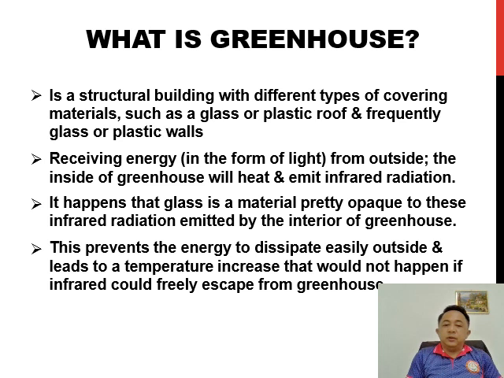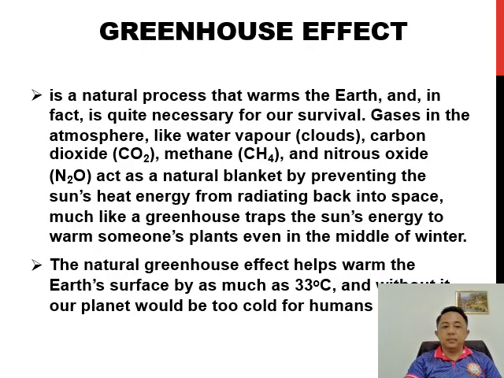So in other words, a greenhouse is a structure that will usually trap the infrared light coming from the sun, and it will prevent the light, especially the heat, from radiating or dissipating outside. So the inside of the greenhouse will maintain a higher temperature compared to the outside environment.